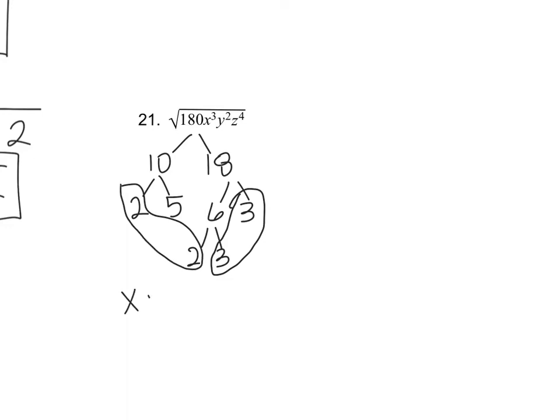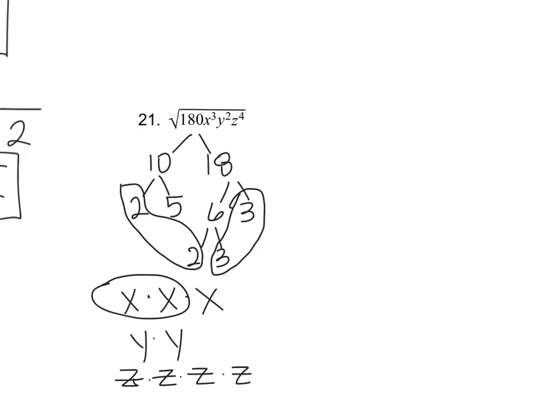Next, I want to take a look at the variables. So x cubed is x times x times x. Y squared is y times y. And z to the 4th is z times z times z times z. So similar to how in order to pull out a number I had to have 2 of the same thing, it works the same way for variables. I have to have groups of 2. So out of my x cubed, I have one group of x's, I have one group of y's, and in the z, I have 2 groups.